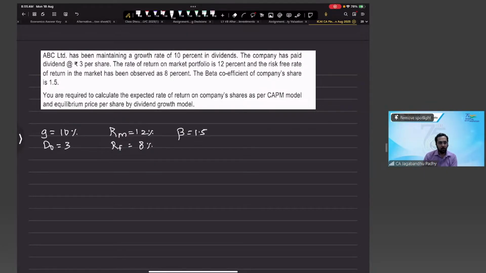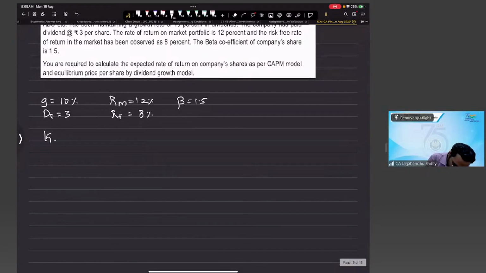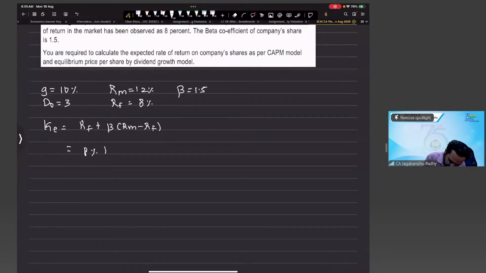So first we need to calculate the return on equity, right? And then after that, we have to calculate the price. So KE will be RF plus beta into RM minus RF. So RF is 8% plus beta is 1.5 into 12% minus 8%. So how much is this KE, guys? 14%.